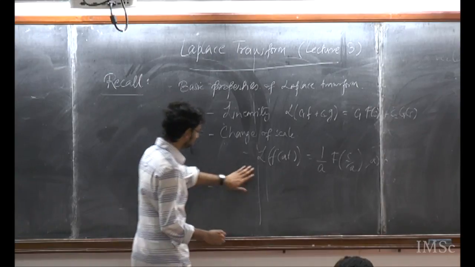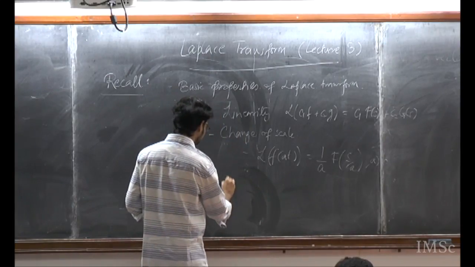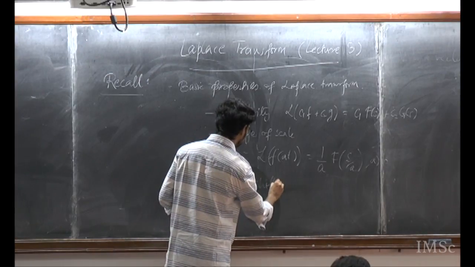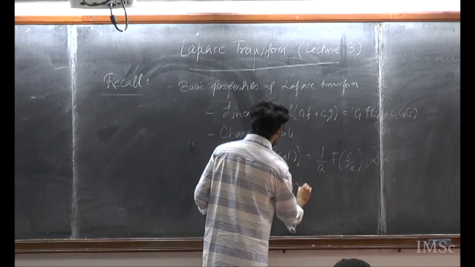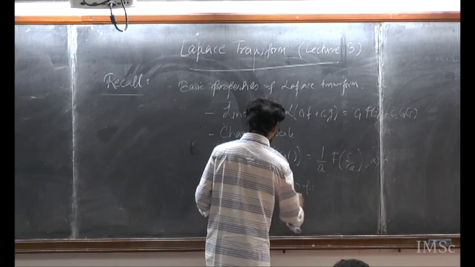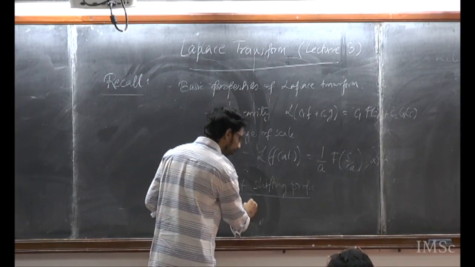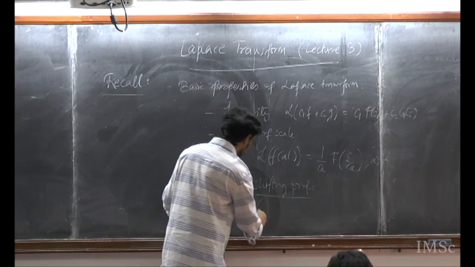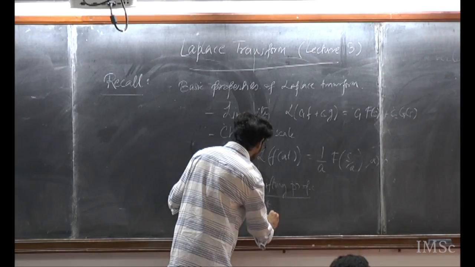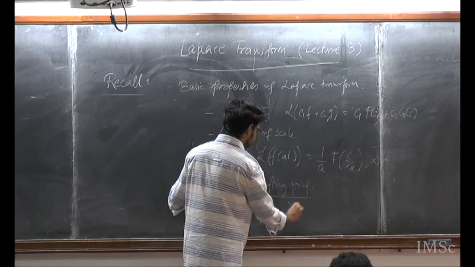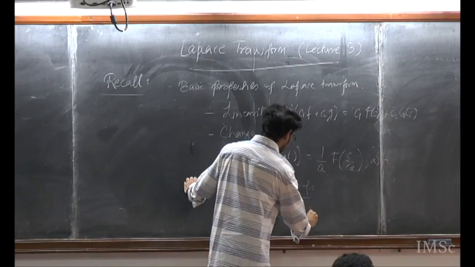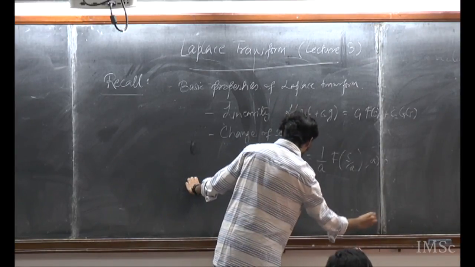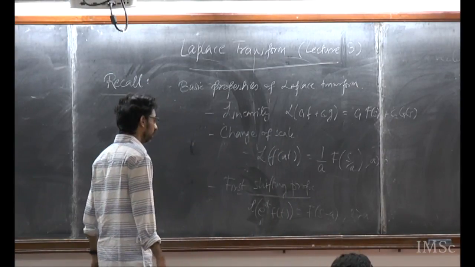The third thing, first shifting property. What was that? L of e to the at f(t) is F(s minus a), for s greater than a. Okay.